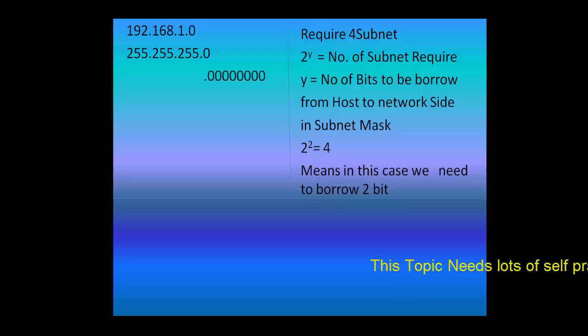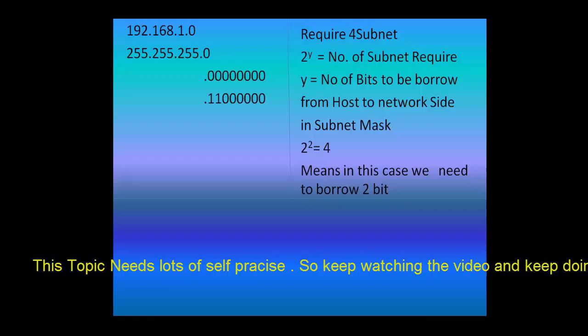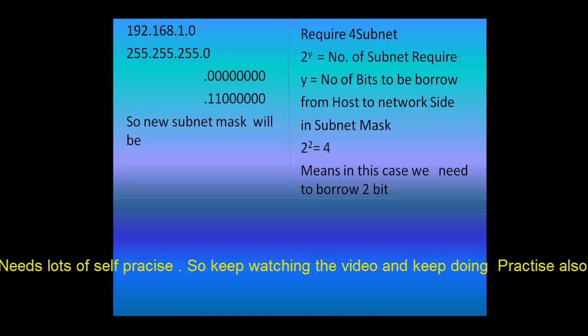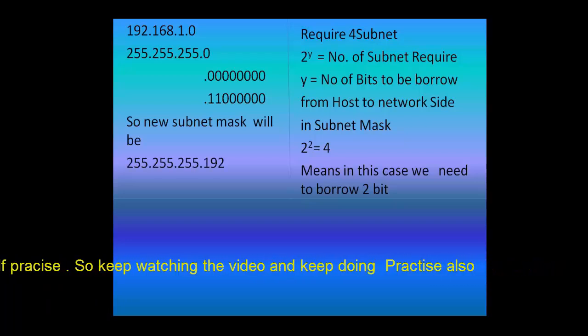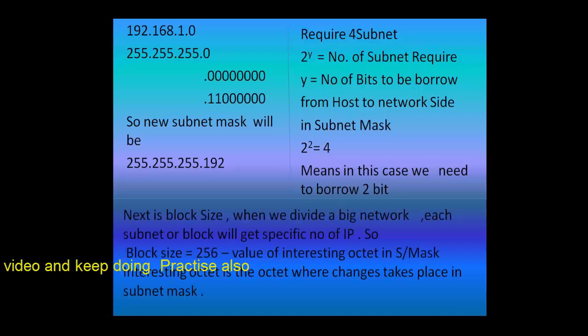The default subnet mask is this one in binary form, but we borrow 2 bits. What will be the new subnet mask? 255.255.255.192. Same process, nothing more. We calculate block size with the help of the interesting octet: 256 minus the interesting octet value 192, so block size will be 64, meaning each block will have a total of 64 IPs.